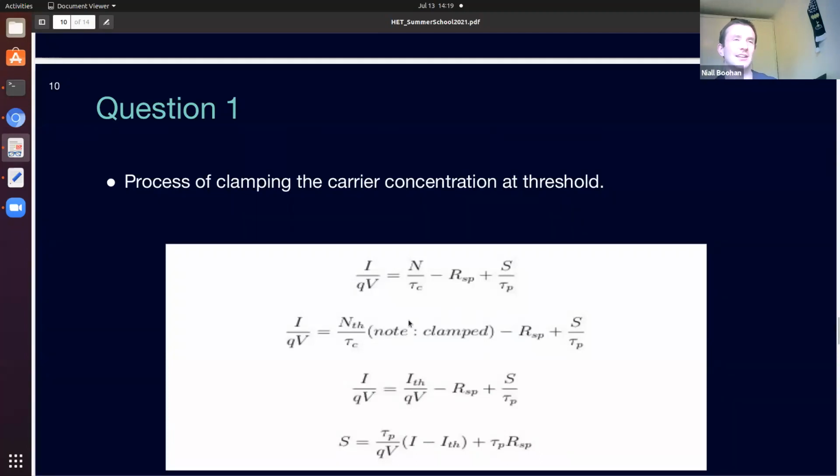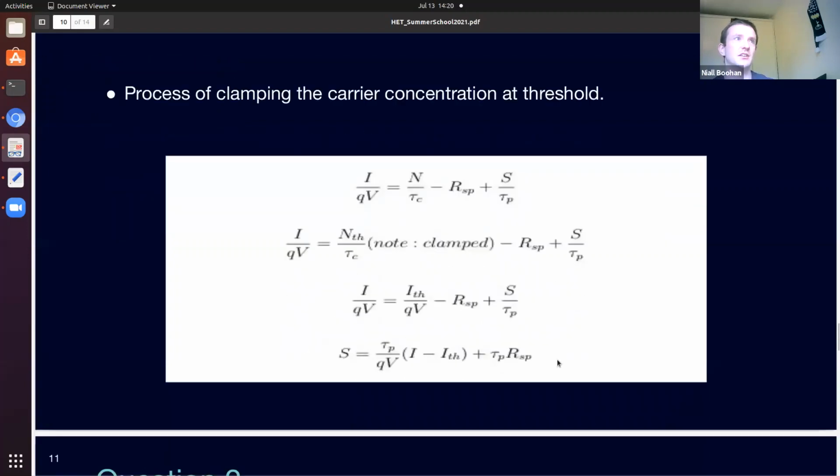So what we do is at threshold, we know that your carrier density is effectively clamped or quite close to being clamped. So what we do is we put the carrier density at threshold into the equation, so we don't have to worry about n changing, and then we get an equation we can solve, a linear equation.